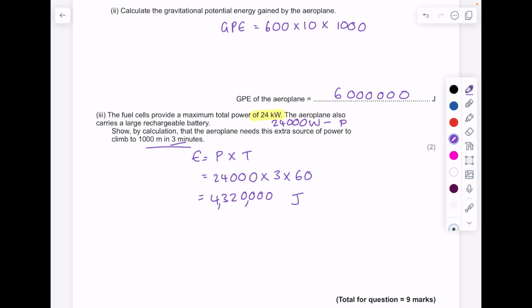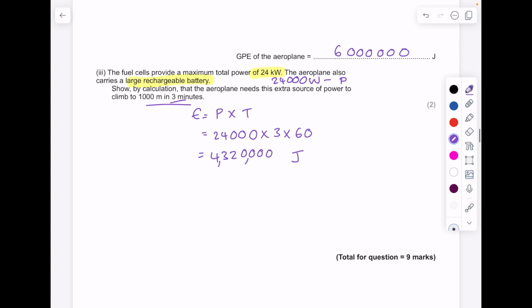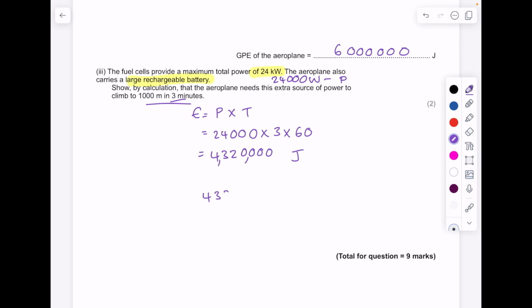to get 4,320,000 joules. So clearly we need that extra large rechargeable battery because the energy supplied is less than the energy required. So we need that extra boost. So just point out that value is less than the 6 million joules.